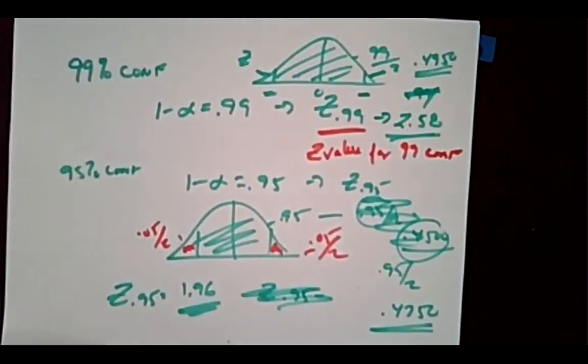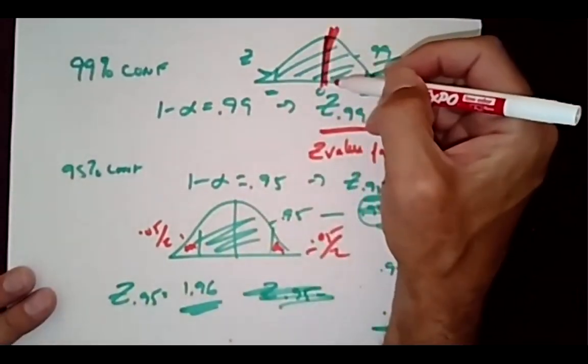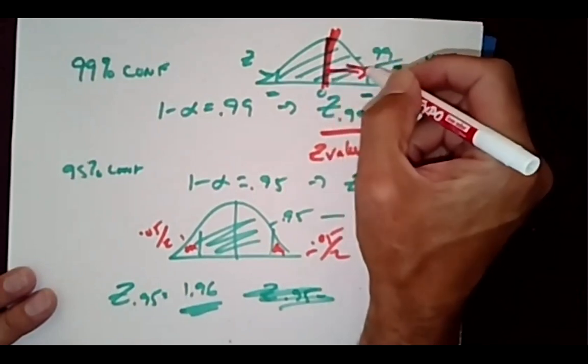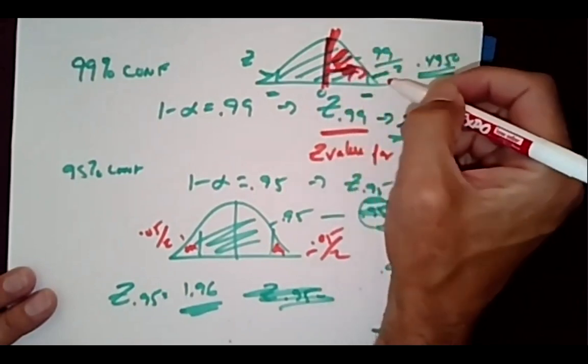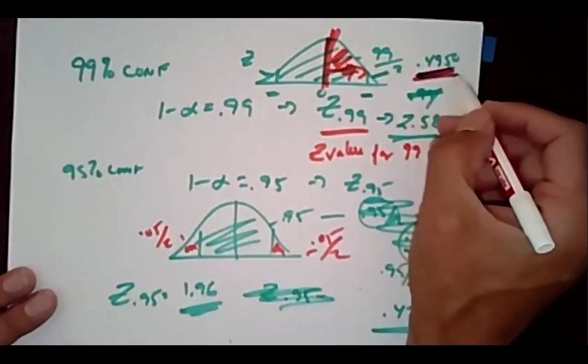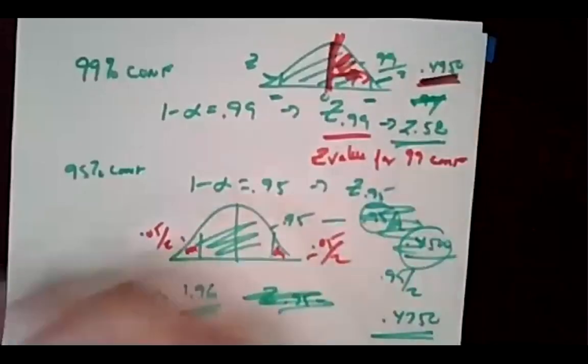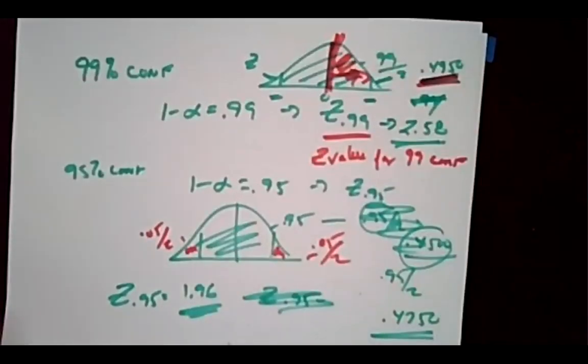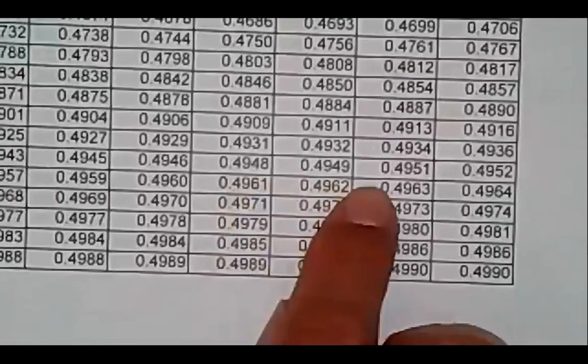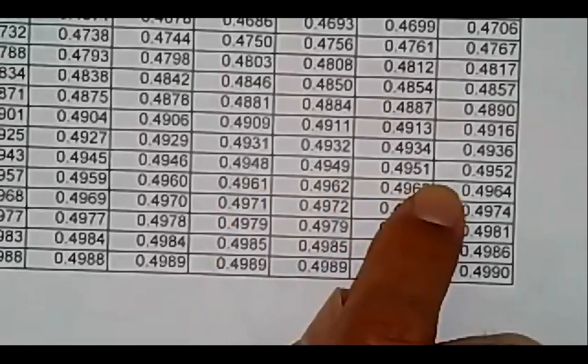Okay, what's the point of dividing 99 by 2? Because remember the Z values start in the middle. So you have to find this area right here that's in red, and that area in red is 0.4950. And then what did you use the 0.4950 for? To look in the body of the table. I tried to find 0.4950, which doesn't exist. You take the larger one.